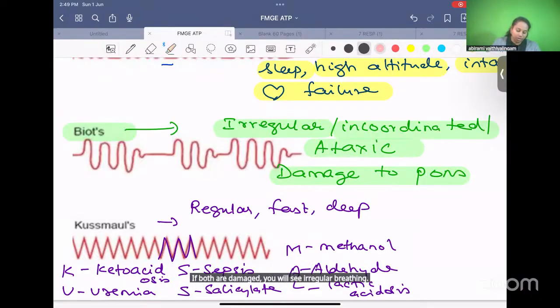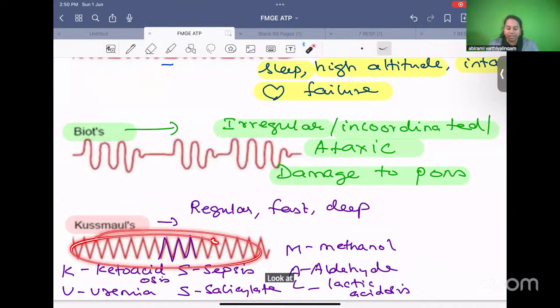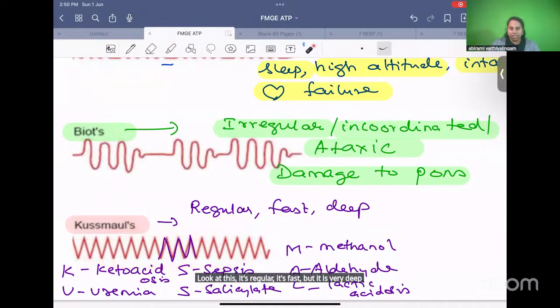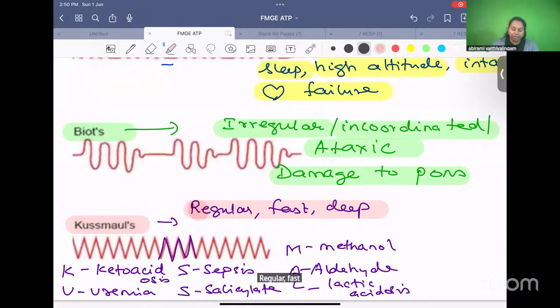The next one, very important, Kussmaul's type of breathing. Look at this. It's regular, it's fast, but it is very deep. So deep respiration, regular, fast and deep breathing. What is a mnemonic? The word Kussmaul itself. What are the causes for Kussmaul's breathing?